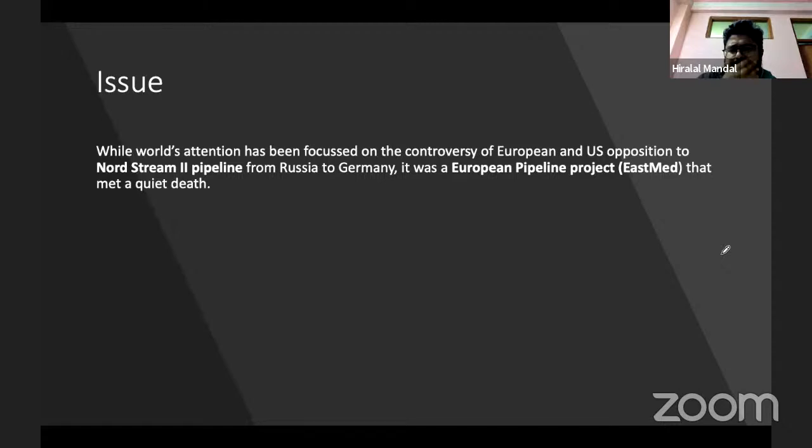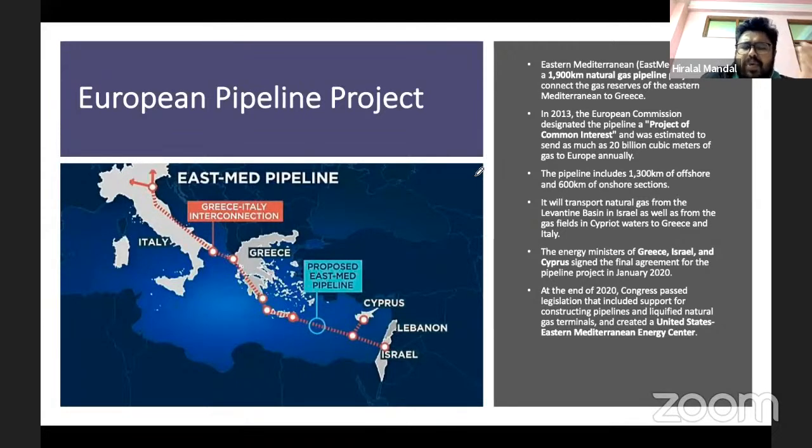In this background, just try to understand there are some news, and what are the news. There has been news that controversy has surrounded the Nord Stream second pipeline from Russia to Germany. But more importantly, it is the European pipeline project, which is known as the EastMed project, which has seen a quiet death, largely because the US has withdrawn the investment from the European pipeline project. All right. So what is that project? Let's go into it briefly, and then we'll come back to discuss this controversy. All right. So, the European pipeline project.